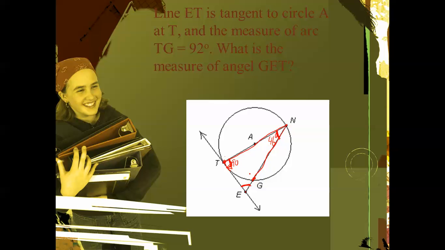Okay, so we know that this is 90 degrees. We know that this is 46. So we're going to add 90 plus 46, which is 136. And we're going to subtract that from 180 because we know that a triangle adds up to 180. And that's going to tell us that angle GET equals 44 degrees.